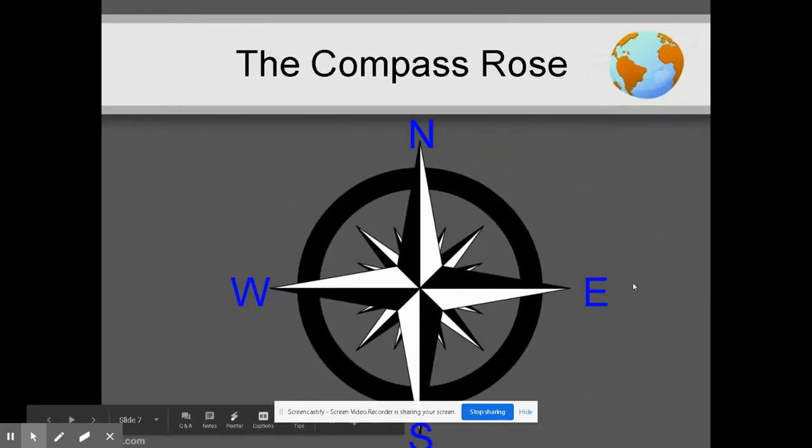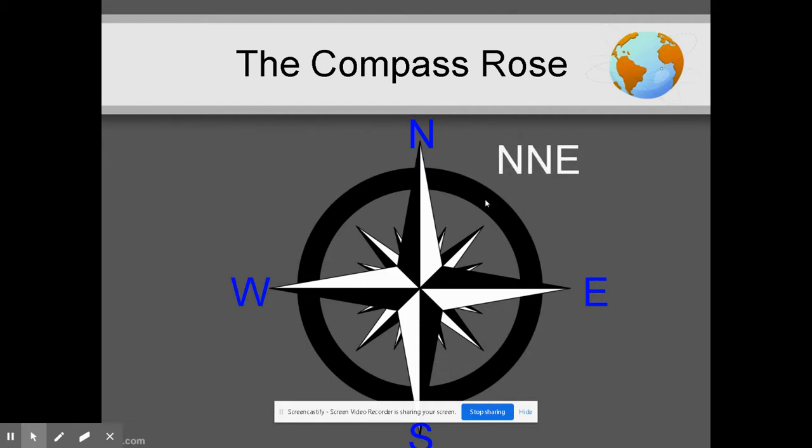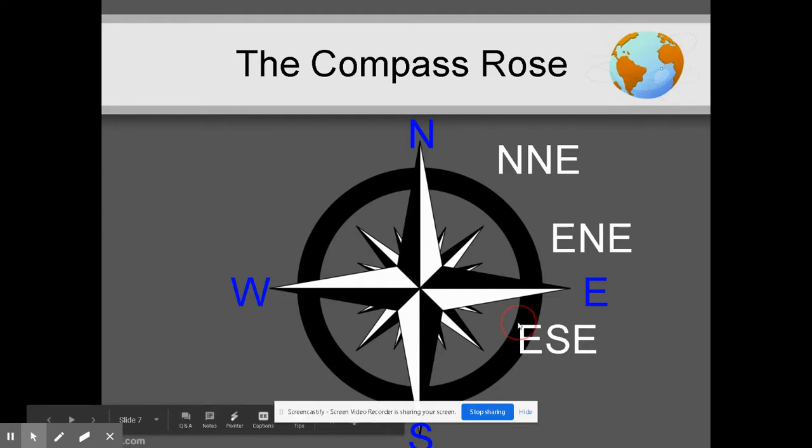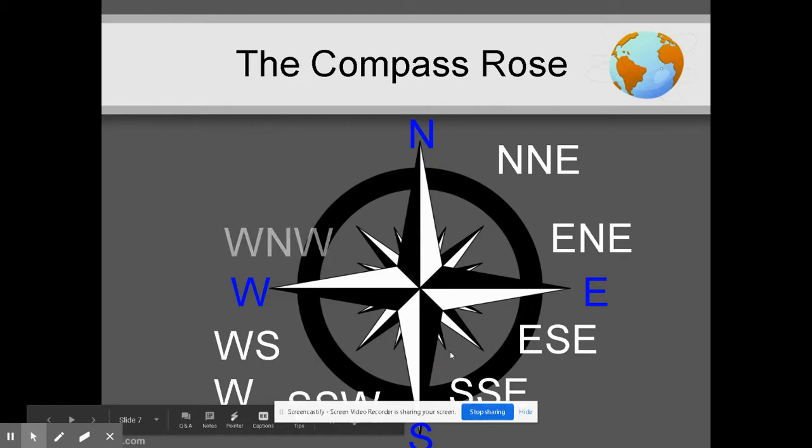When it comes to dividing up even further, halfway between north and northeast is north by northeast, and it's at 45 degrees, which is halfway between these two directions. East by northeast is halfway between 45 degrees and 90 degrees, so that would be what, add 22 and a half to 45, so that would be 69 and a half degrees, and so on. We just keep adding as we go around the compass rose here.